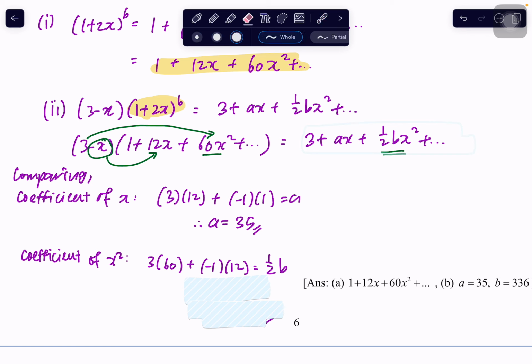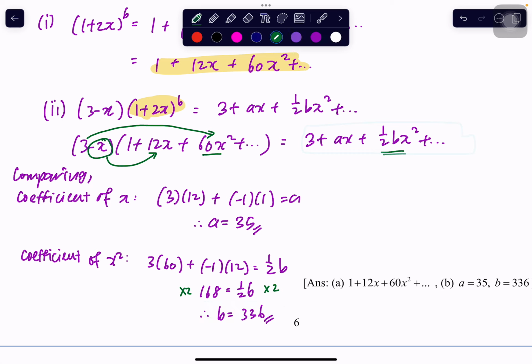All I need to do is simplify the left side. 168 equals half b, and then multiplying both sides by 2 to solve for b, b would be 336.